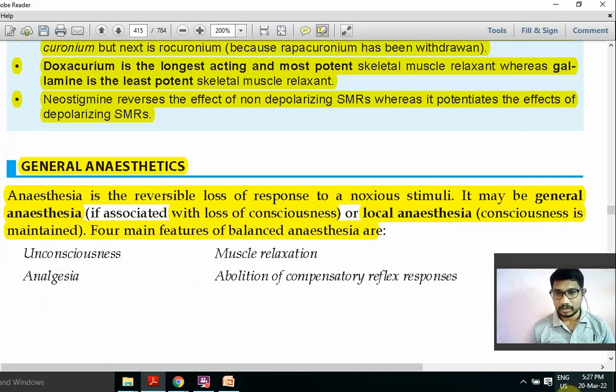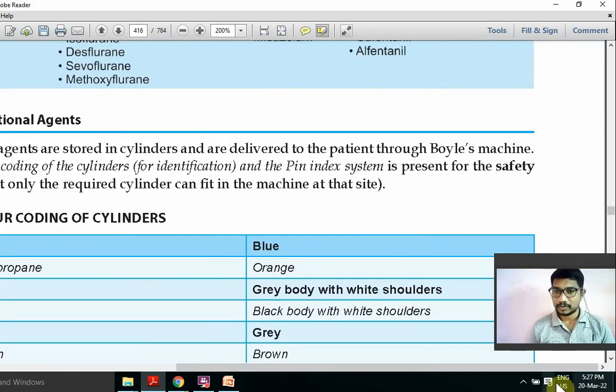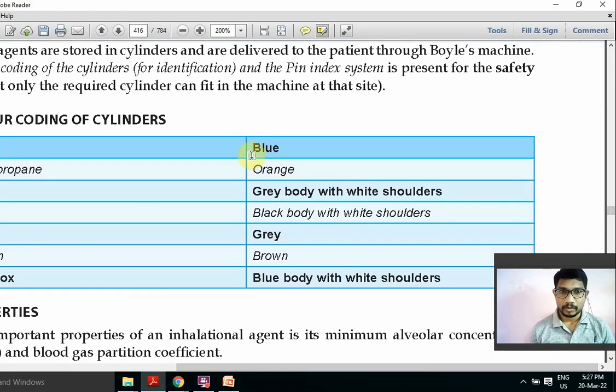These are the aims in anesthesia. Now we have seen the classification, color coding also. Remember color coding. The nitrous oxide cylinder will have blue color. Cyclopropane will have orange color. Gray body with white shoulder. Then oxygen will have black body with white shoulder, and carbon dioxide will have grey color cylinder, helium gas will have brown color cylinder.